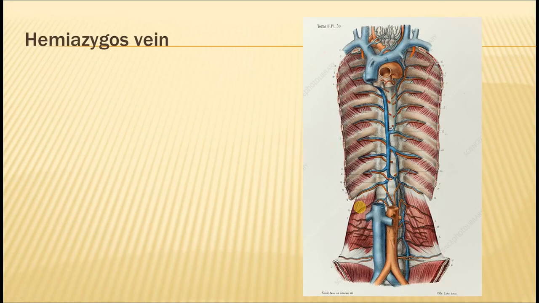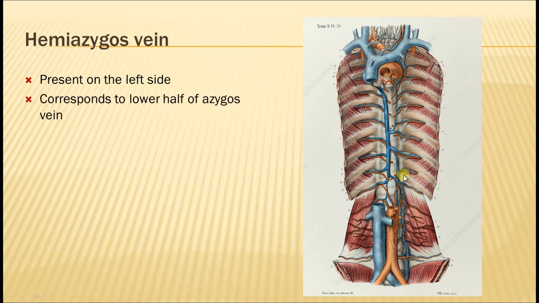Now coming to the hemiazygos vein, next we are going to discuss the hemiazygos vein. It is present on the left side and it corresponds to the lower half of the azygos vein, or it can be considered as a mirror image of the lower half of the azygos vein. So the formation is again similar to the azygos vein, but this is taking place on the left side.